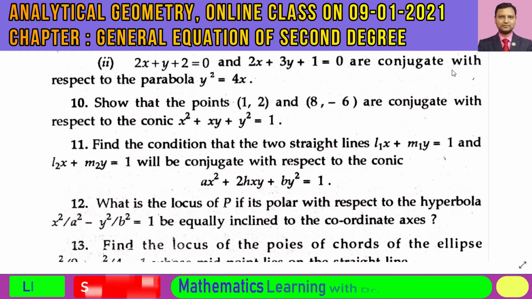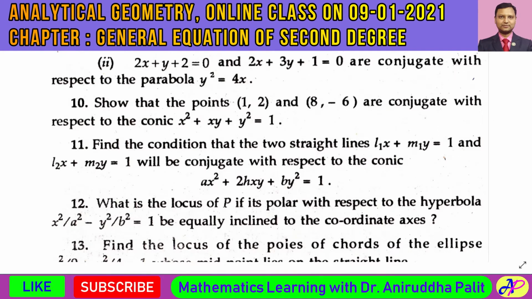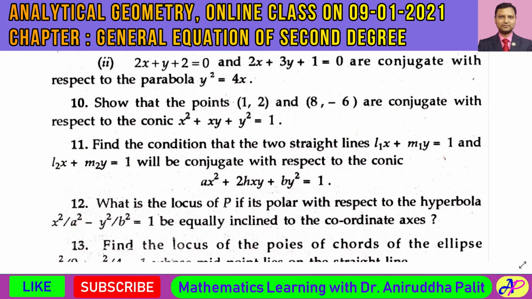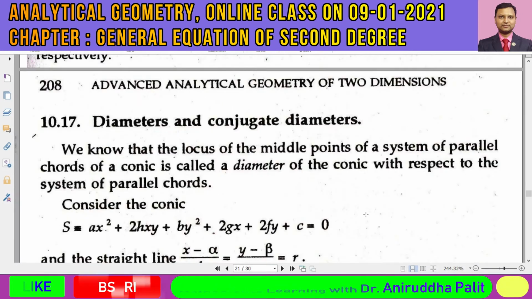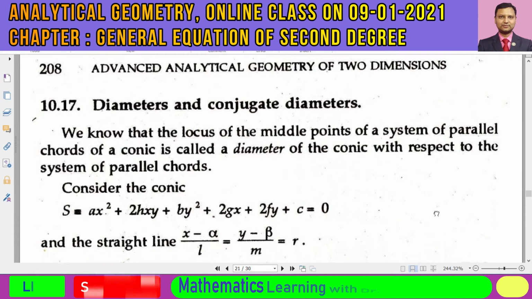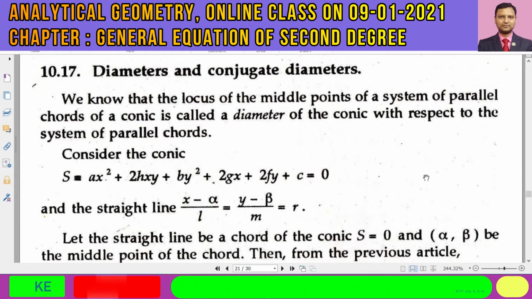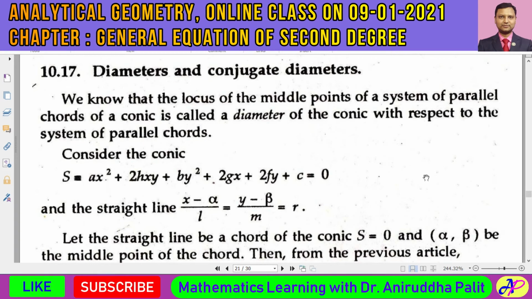Now let's get back to the chapter that is actually the main chapter, the general equation of second degree. So now I am going to discuss diameter and conjugate diameter. What are these? Let me show you by considering the example of an ellipse.